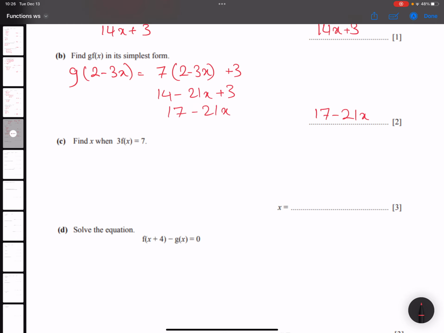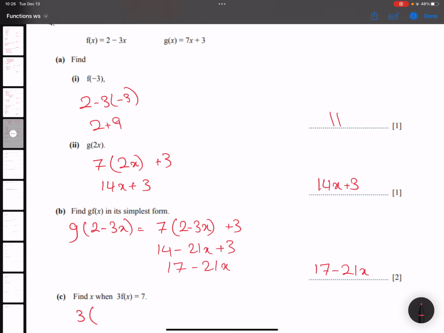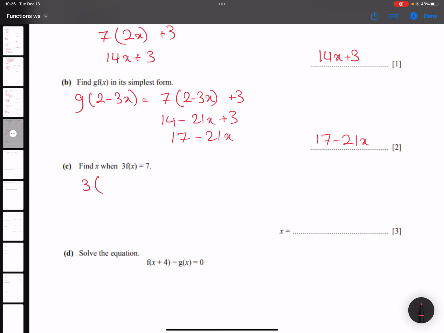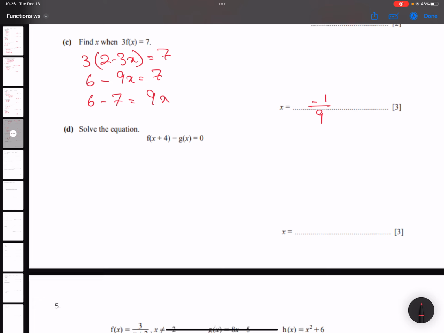So find x when 3 f of x equals 7. So f of x is 2 minus 3x. So 2 minus 3x equals 7. 6 minus 9x equals 7. 6 minus 7 equals 9x. x is equal to minus 1 over 9.